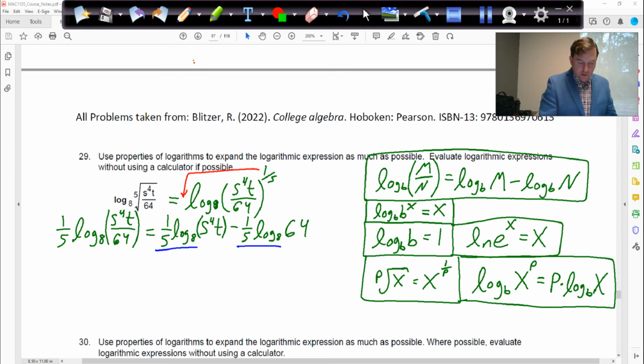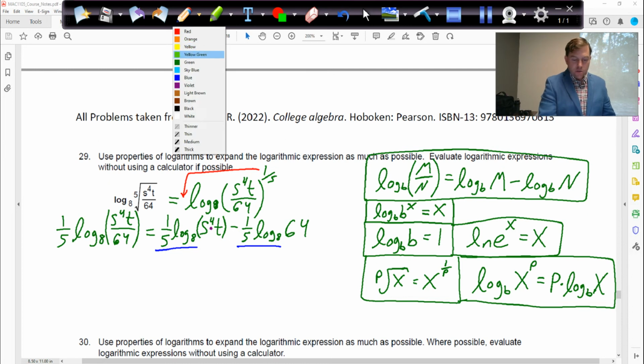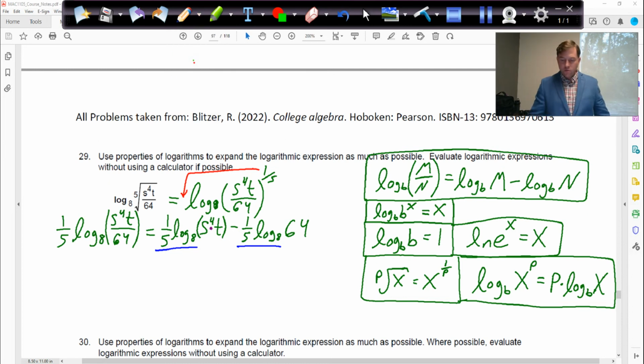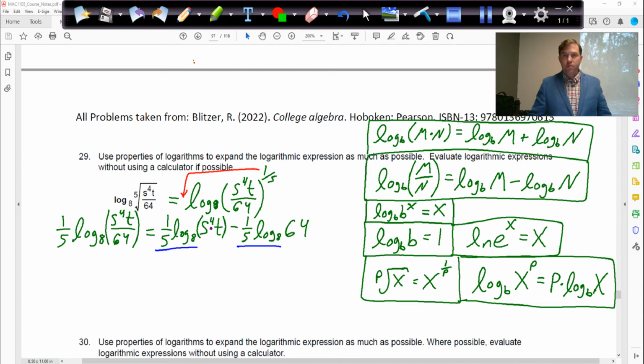Now we're also going to notice that these are being multiplied. So we need a rule to handle that. So if you have a log of two things being multiplied, log base b of m times n, that's the same as the log base b of m plus the log base b of n. So it's very similar to the division rule. Division, we use subtraction. Multiplication, we use addition. We're going to add those two things being multiplied.